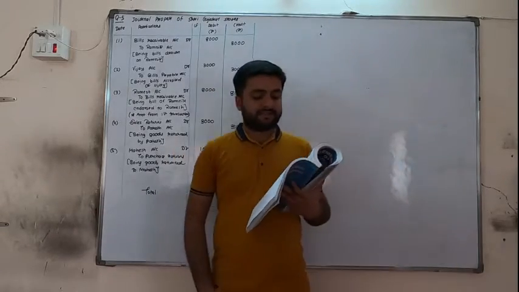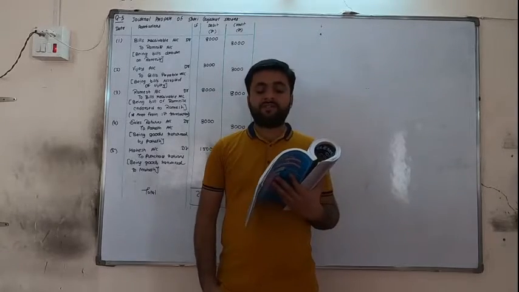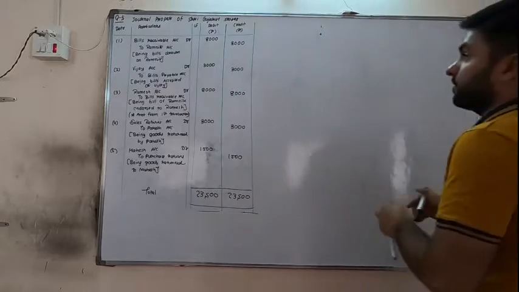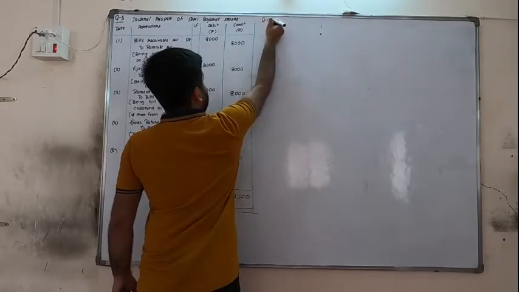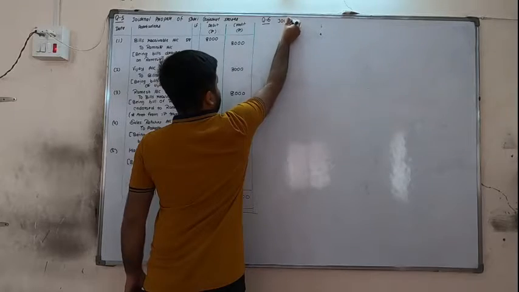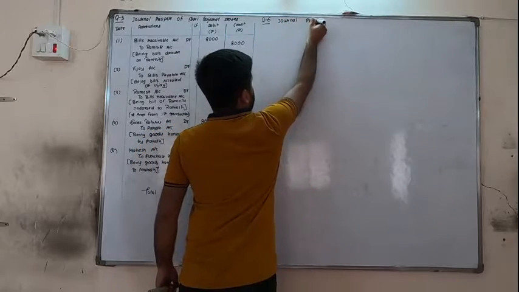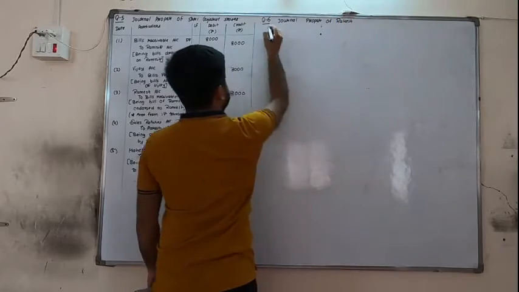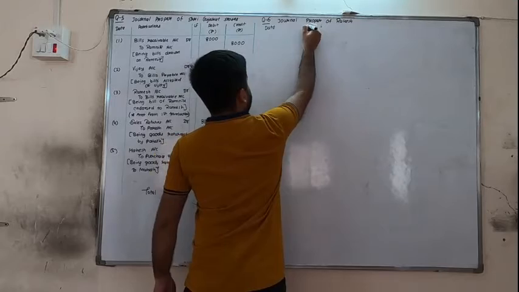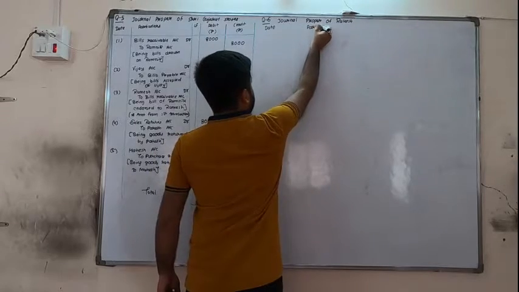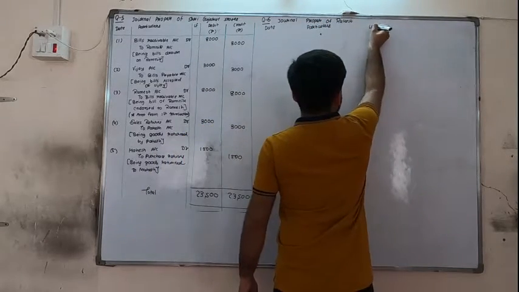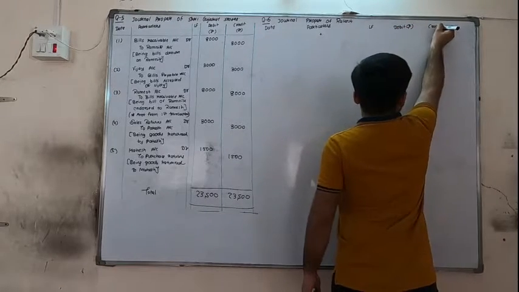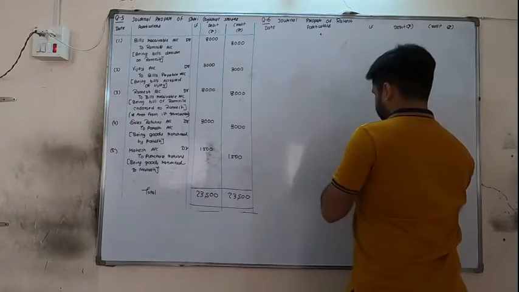Okay. Sixth sum. Record the following transactions in journal proper of Rakesh. Okay. So we will make journal proper of Rakesh. Question number 6. Journal proper of Rakesh. Date, particulars, LF, debit rupees, credit rupees.